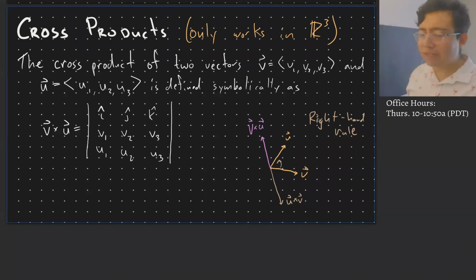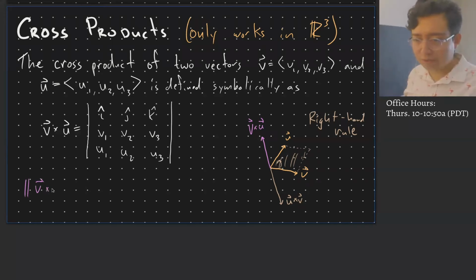And now I also mentioned that I could scale this and still get an orthogonal vector. But the length of this is important because, even in three-dimensional space, you still get a parallelogram, except that the parallelogram is now floating in three-dimensional space. And so the magnitude of V cross U is the area of the parallelogram.